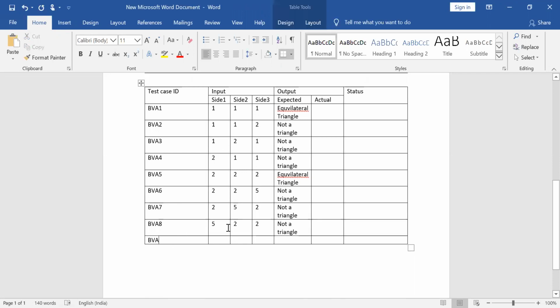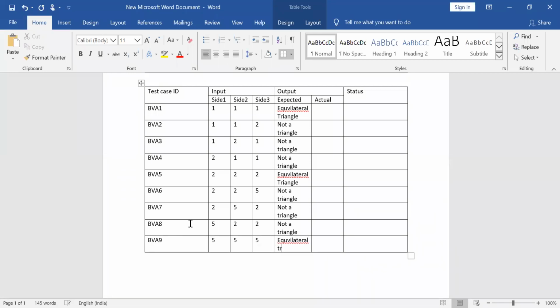I just ended up saying that the 8th case is over, right? The 9th case I need to take. So if I take the 9th case as 5, 5, 5, no problem, I can go with it. If I take 5, 5, 5, what will be the value? It is equilateral. Fine, I'll just leave that. Not a problem. Okay. Next case, BVA 10.